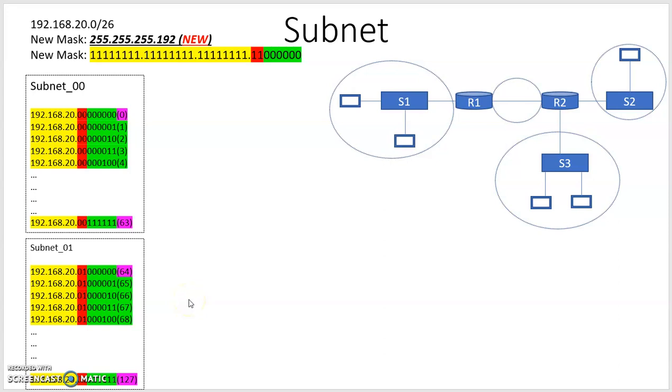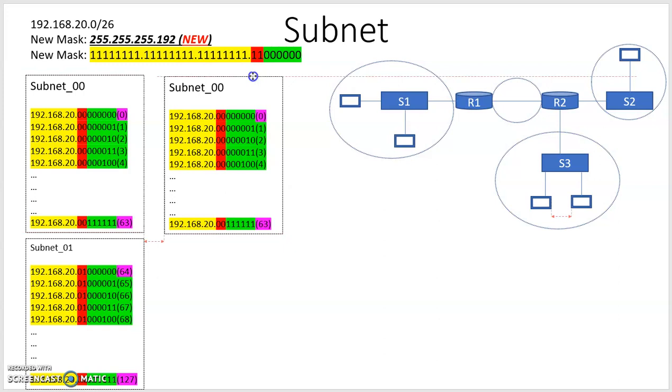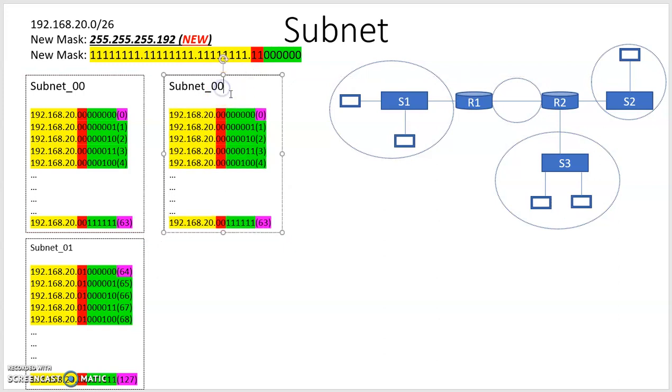Alright, so continuing from what we have done earlier, we have created subnet 00 and subnet 01, and let's create the third subnet now. To make our life easier, let me just copy and paste it, and the third one is the 10 series.